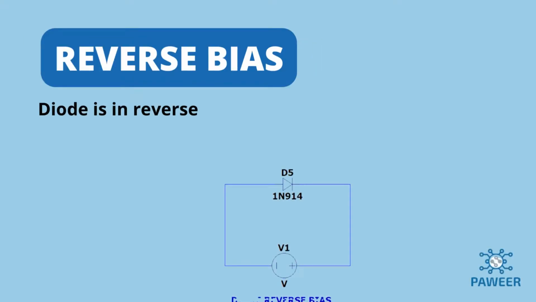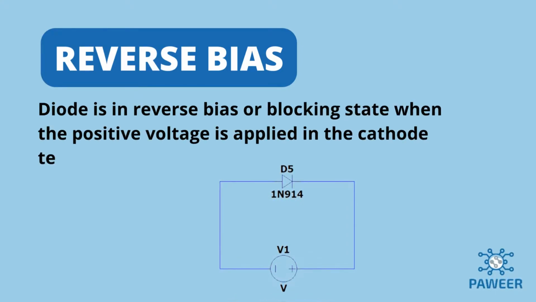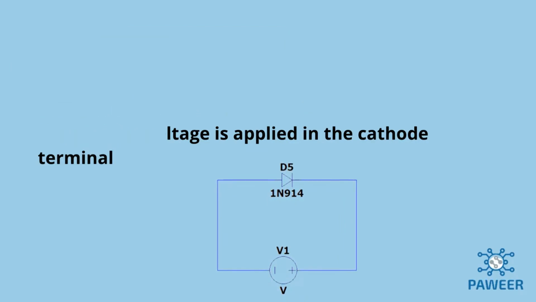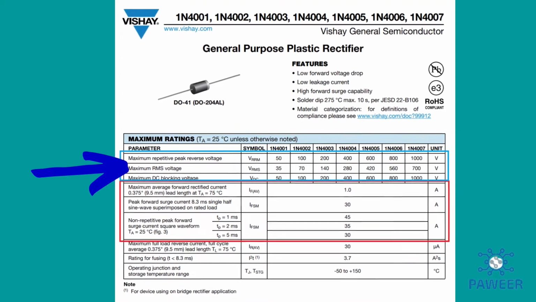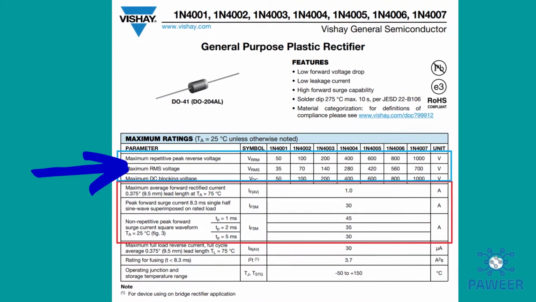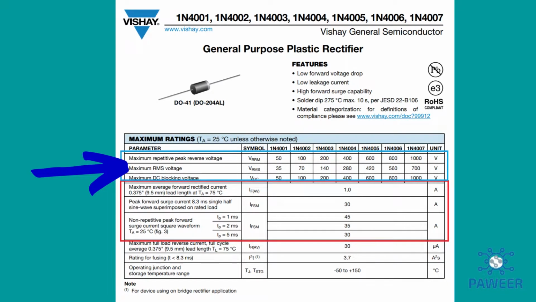Third is the reverse bias. Diode is in reverse bias or blocking state when the positive voltage is applied to the cathode terminal. The maximum reverse bias voltage or the breakdown voltage is also stated in the datasheet. Take note that when the breakdown voltage is reached, it will damage the diode and it might not behave as expected. When the diode gets damaged, it will open or short depending on the breakdown.